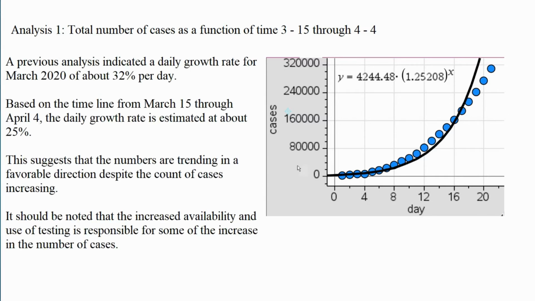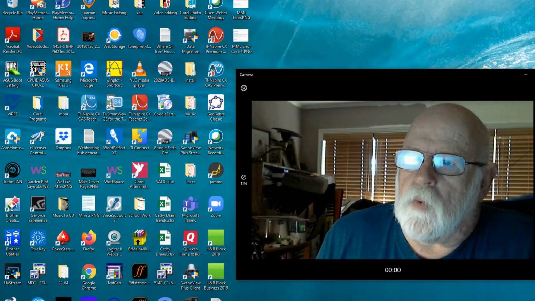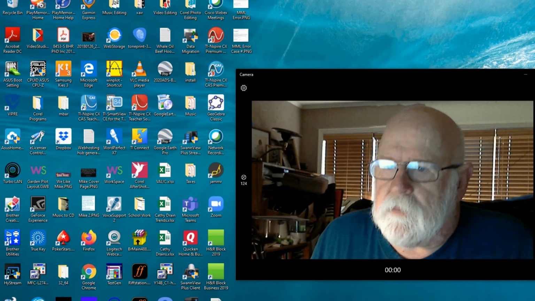And so what we've discovered is that we're having about a 25% daily growth rate. Now that compares previously to an analysis that I did of March 2020 that showed about 32% per day. So that suggests that our numbers are trending in a favorable direction despite the fact that the count of the cases is increasing. Now it should be noted that increased availability and use of testing is going to account for some of the increase in the total number of cases, because as you test more, you're going to find there are actually more cases.